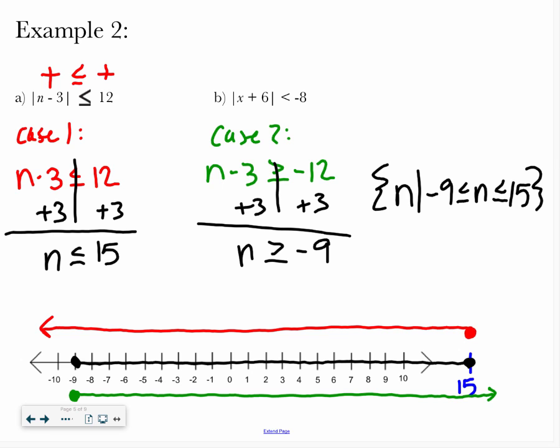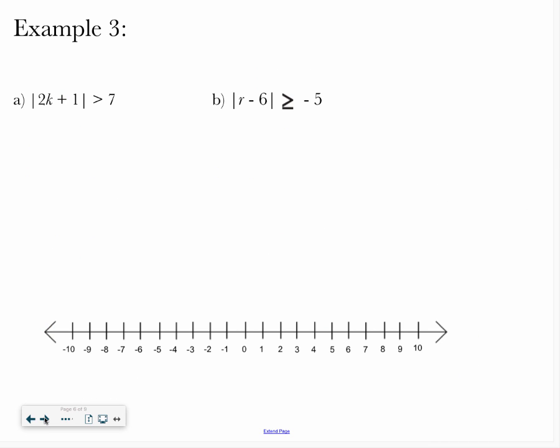All right, now let's look at example 2b. We have a positive is less than a negative. Again, that can never happen, so that is the null set or no solution. All right, example 3.